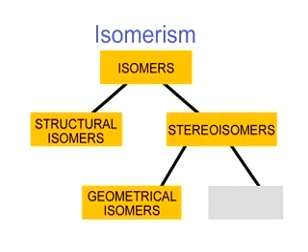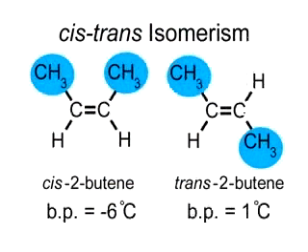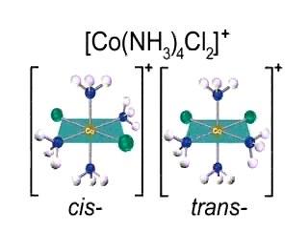In geometrical isomers, the groups are arranged differently with respect to one another. A simple example is cis-trans isomerism about a double bond in alkenes. Because rotation does not occur readily about the carbon-carbon double bond, cis and trans 2-butene are distinct compounds with differing physical properties such as boiling point. Cis-trans isomerism also exists in coordination chemistry, as in this example of cis and trans tetraamminedichlorocobalt(III) ion.